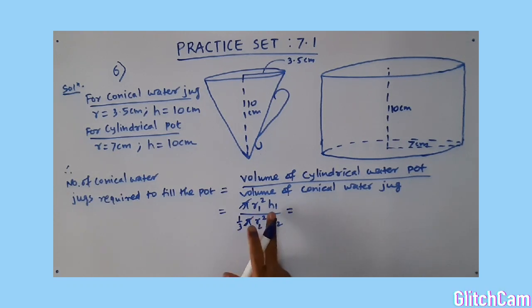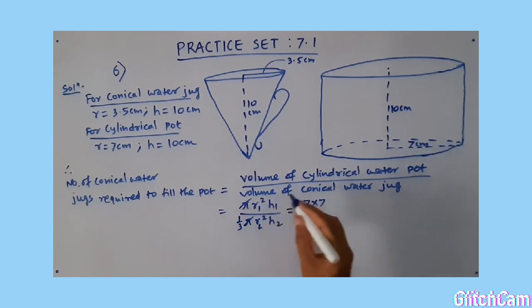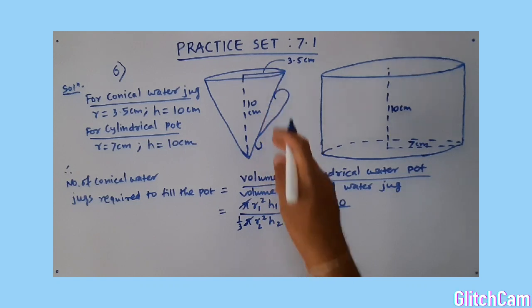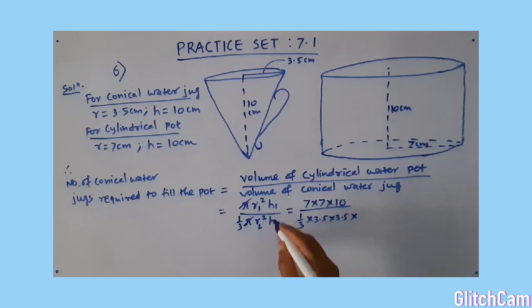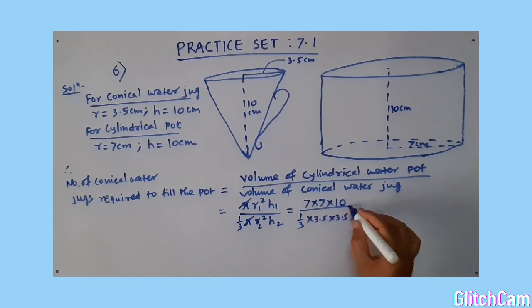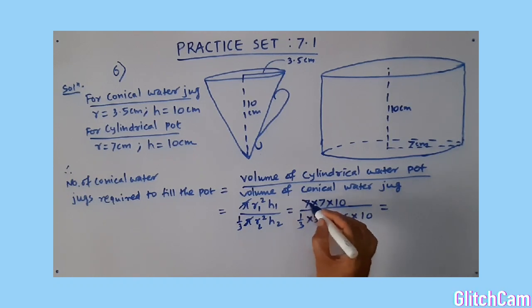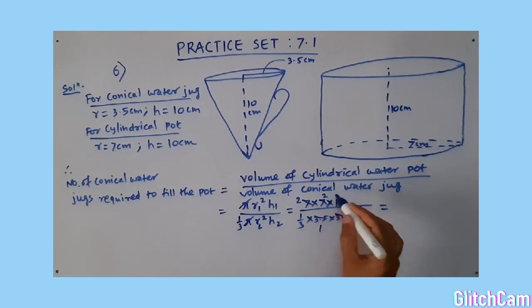Now what is left? R1 square H1. They are for the cylinder. Here 7 into 7. Radius is 7, so R1 square is 7 into 7. Height is 10. Divided by, for the cone, 1/3 is left. It is not cancelled. Into R2, radius of the cone, 3.5 multiplied by 3.5. And H2 is 10. Now again be very careful in cancellation. You know, double of 3.5 is 7. So simply what we do is 3.5 ones are 3.5, 3.5 twos are 7. So we cancelled it. This 10 and 10 automatically get cancelled.